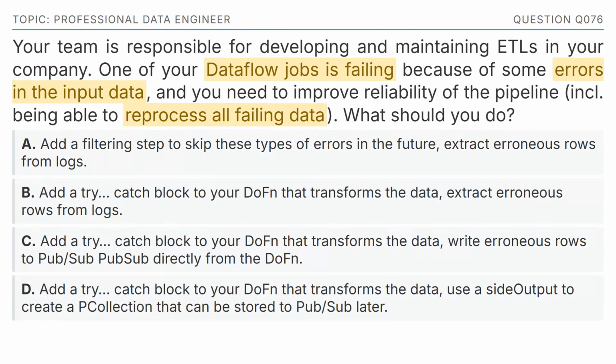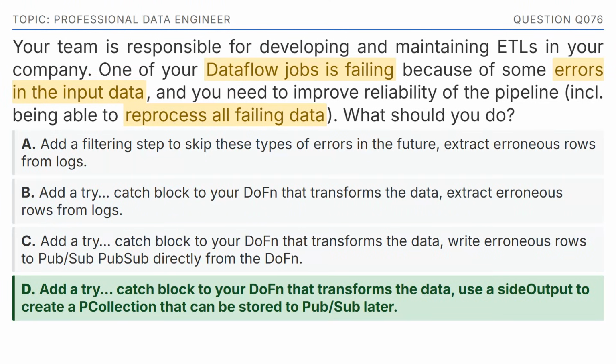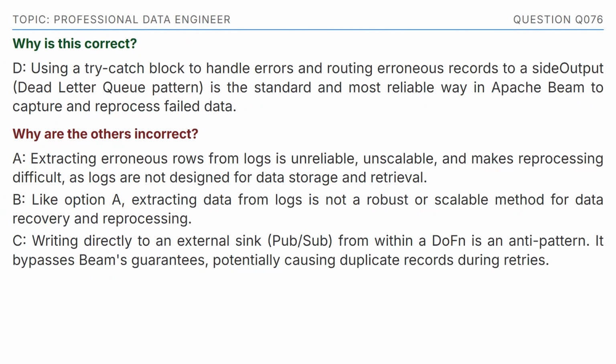To arrive at the correct answer, we focus on the keywords: Dataflow jobs is failing, errors in the input data, reprocess all failing data. The correct answer is option D, add a try-catch block to your do-fn that transforms the data, use a side output to create a p collection that can be stored to pub/sub later. Why is this correct? D. Using a try-catch block to handle errors and routing erroneous records to a side output, dead letter queue pattern, is the standard and most reliable way in Apache Beam to capture and reprocess failed data.